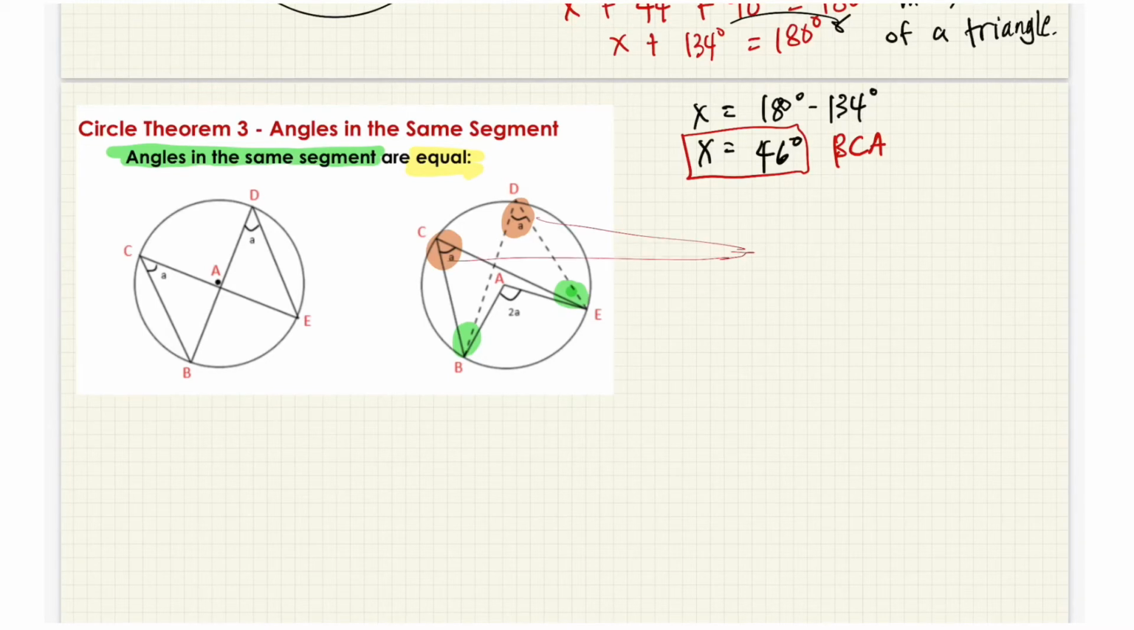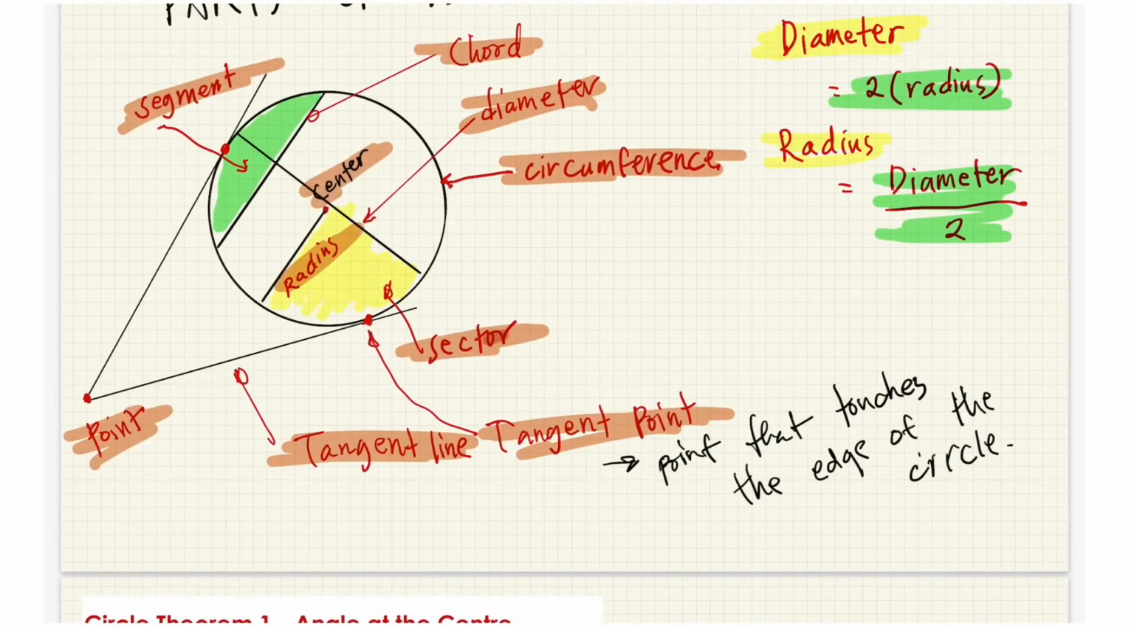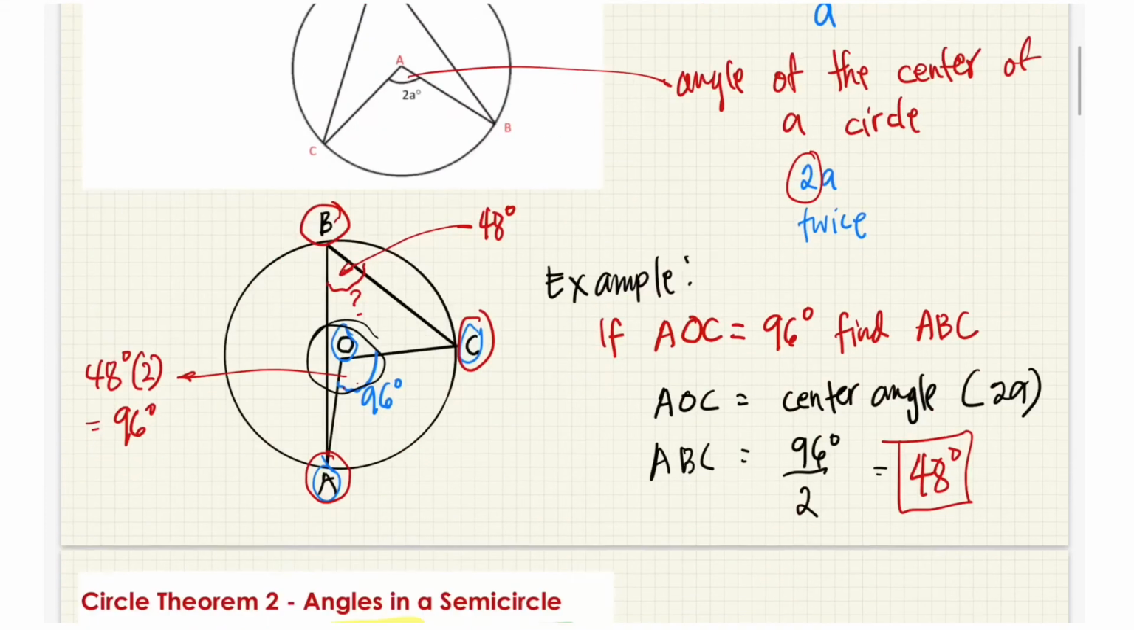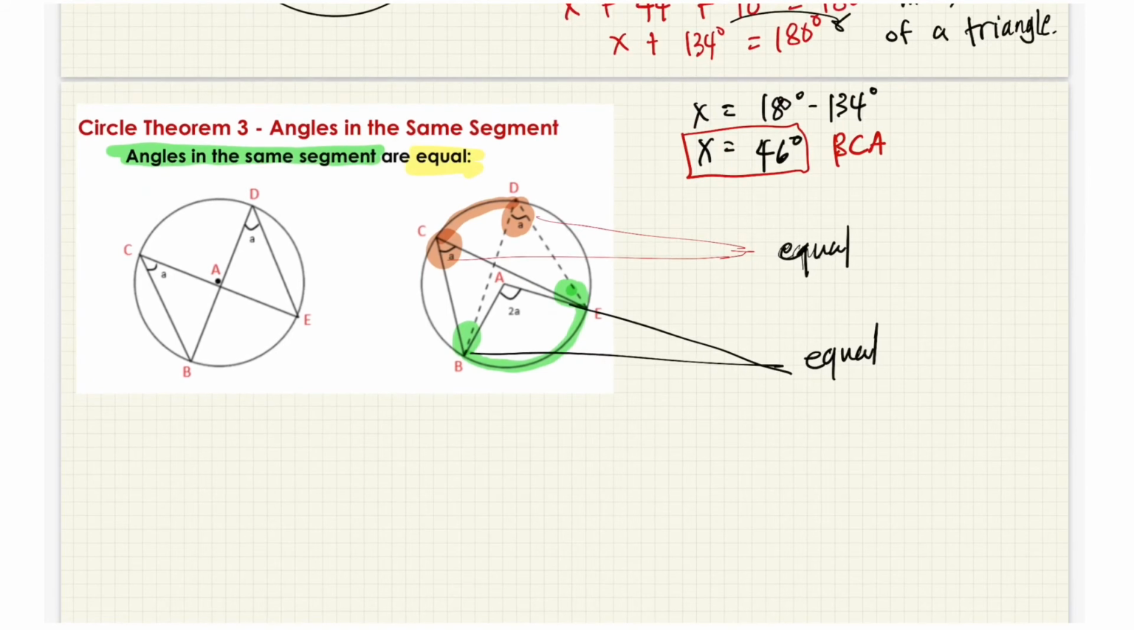This one here should be equal. And this one here is also equal because they are on the same segment. This one here is also in the same segment. Remember that? Remember in the parts of the circle, the segment part here. So therefore, once the angles in the circle are on the same segment, they are equal.